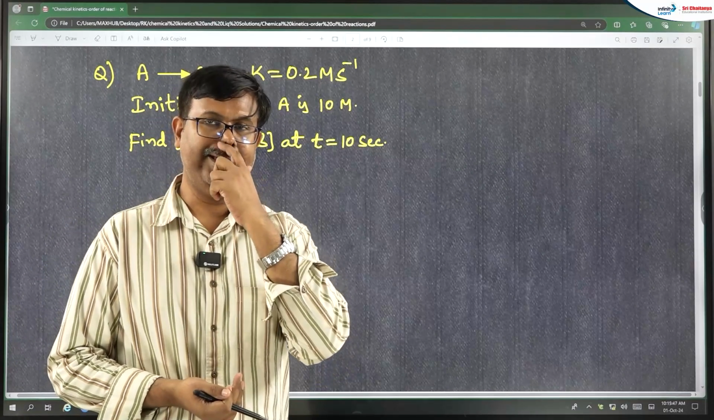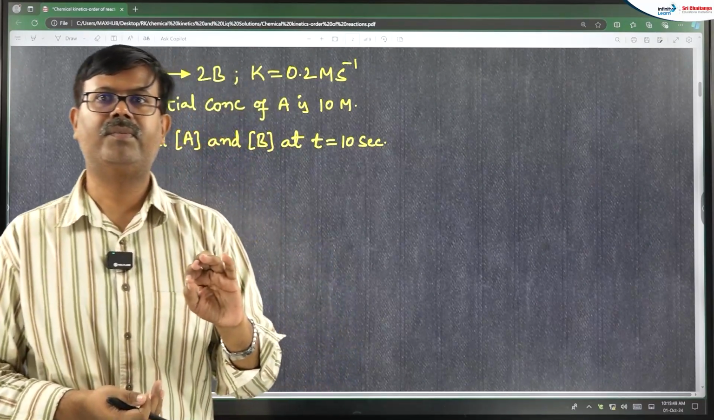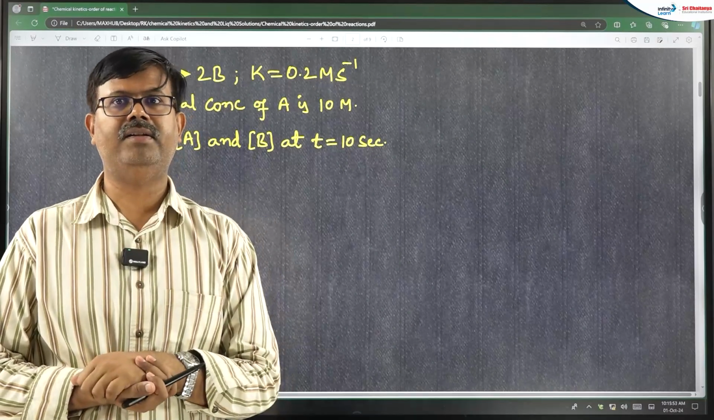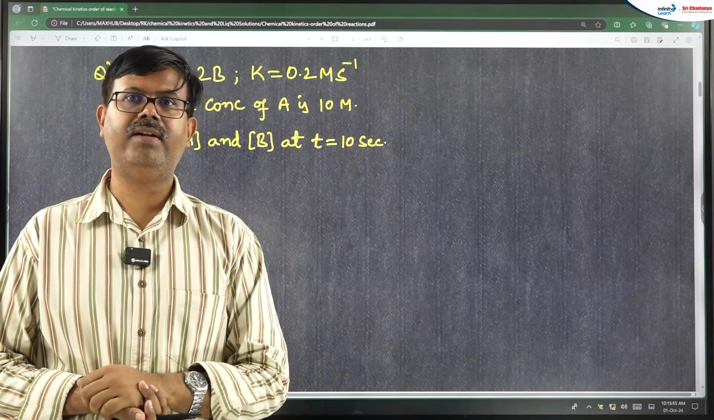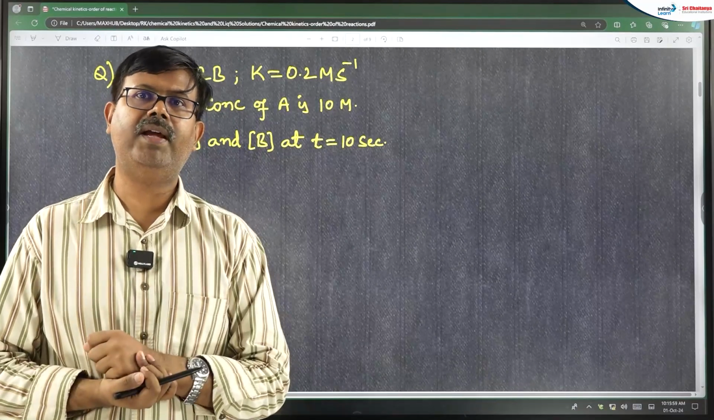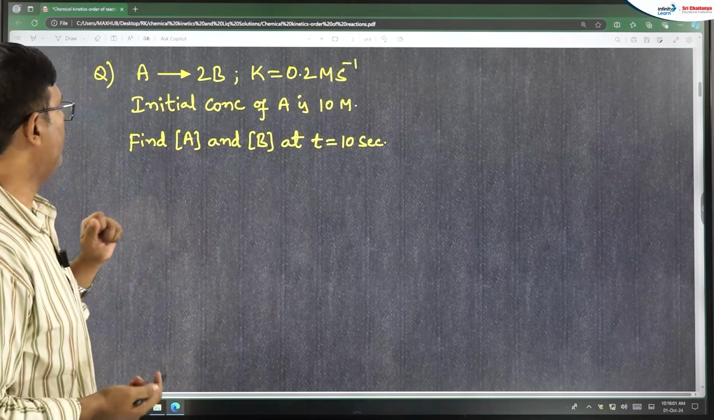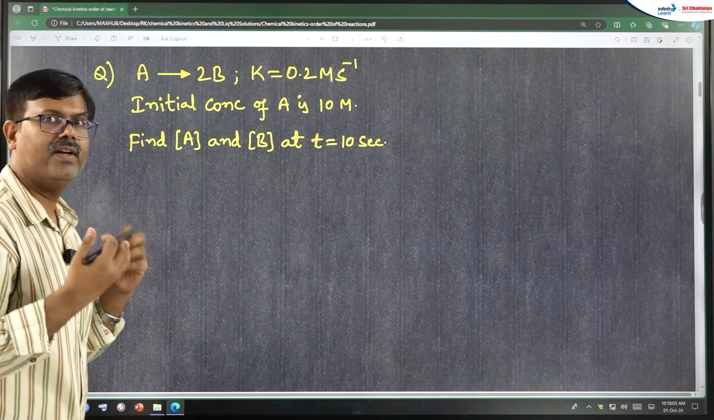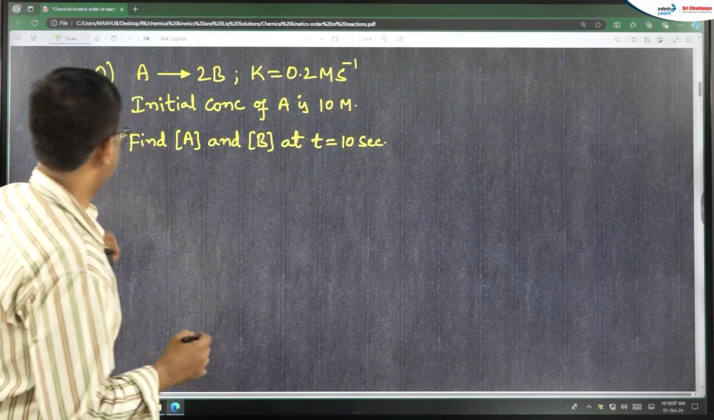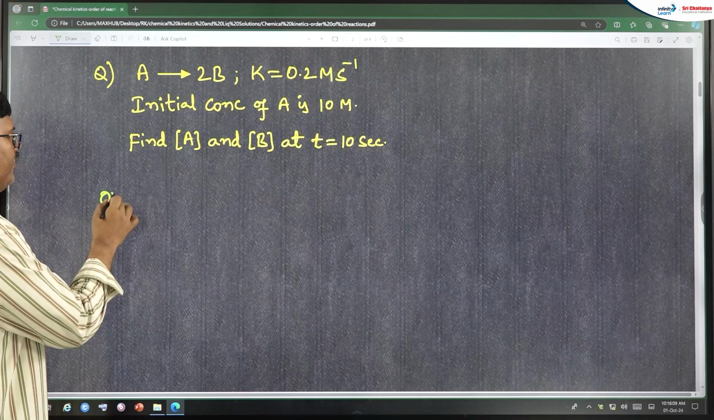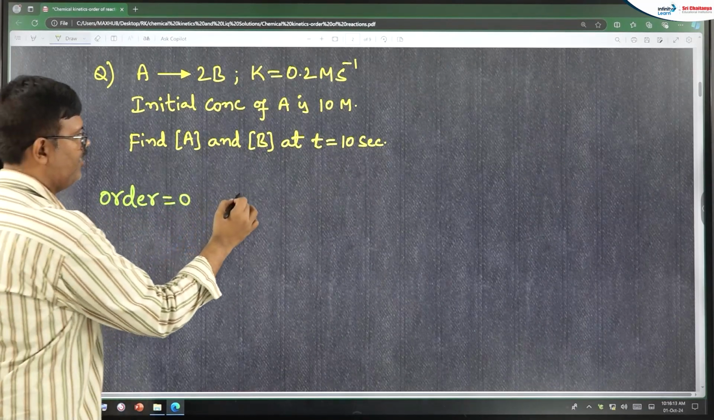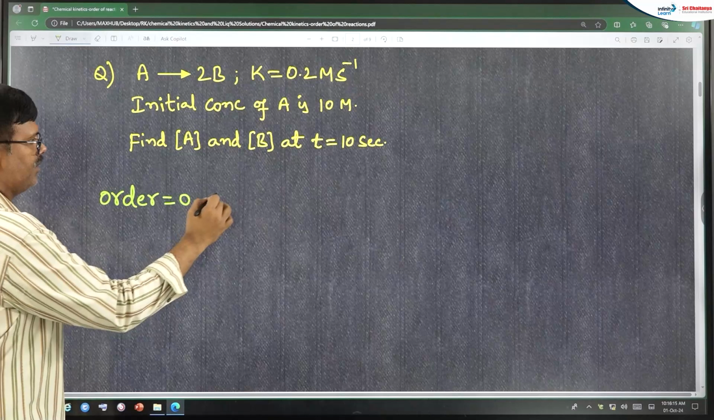Now listen carefully. In this question, nowhere have they mentioned what the order of reaction is, and that is more important for us. If we don't know the order, how do we know which formula to apply? First, we need to figure out the order of reaction. How to figure it out? Remember, suppose the order of reaction is 0, then the unit of rate constant.